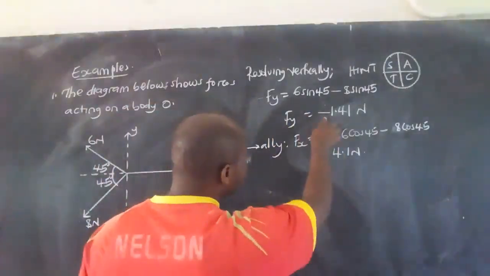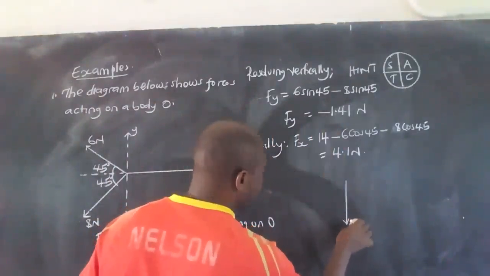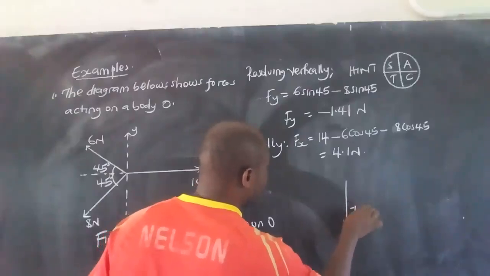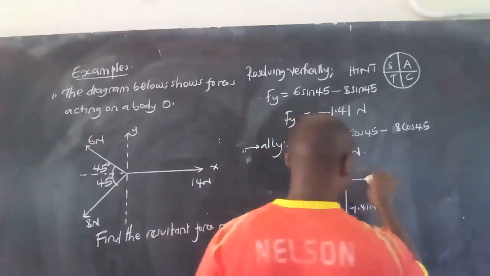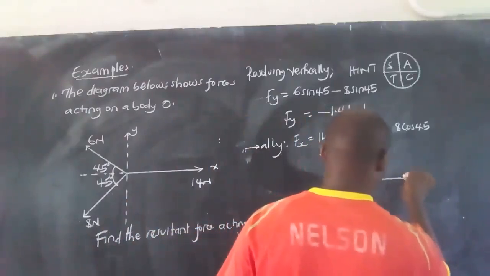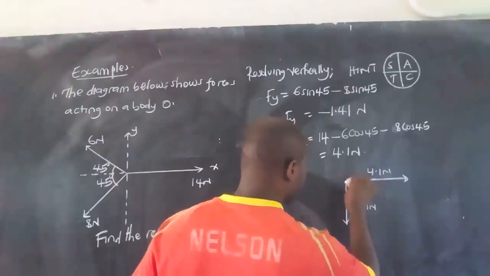So this one is negative, so it is acting downward. It's negative, so it will be negative 1.41. Then this one is positive, it is in this direction. That will be 4.1. Then get the resultant.